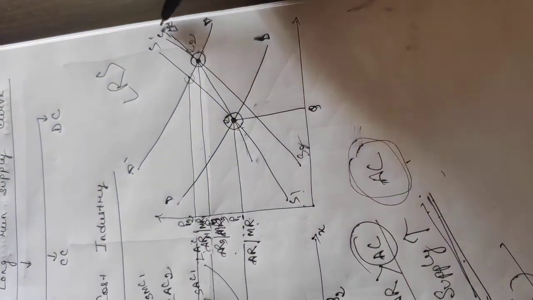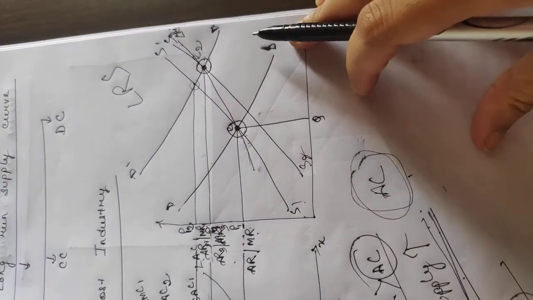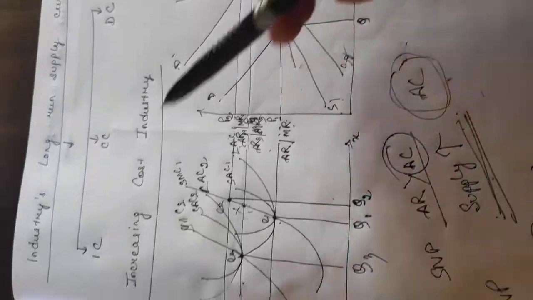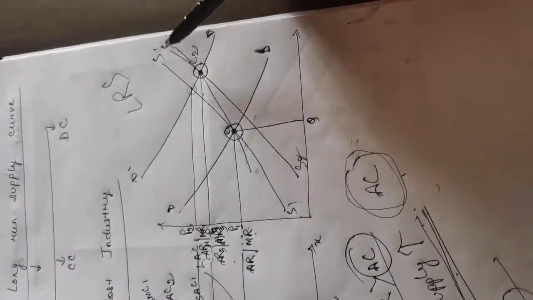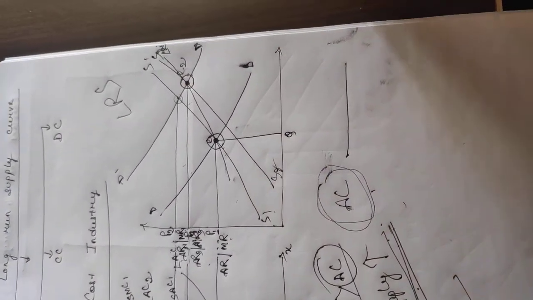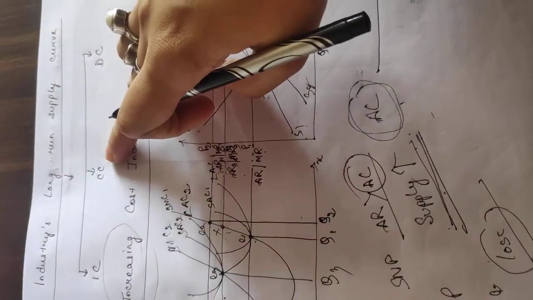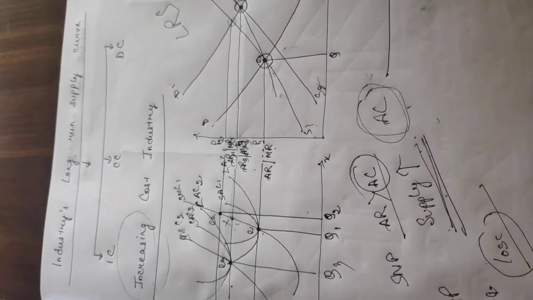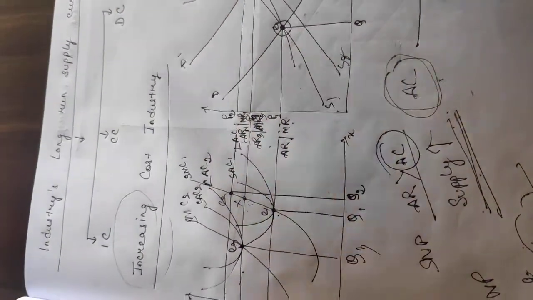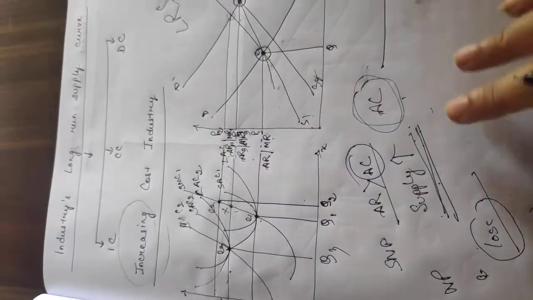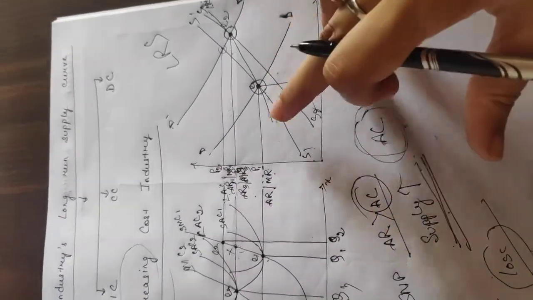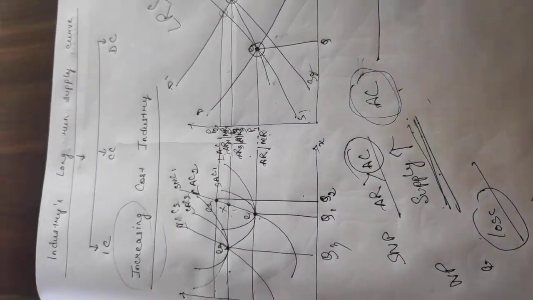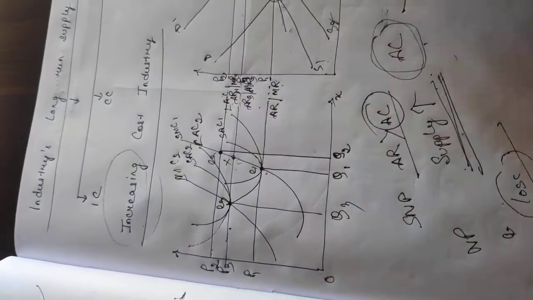And since it is an upward sloping line, that is why it is known as increasing cost industry. अगर long run supply curve horizontal straight line होता तो उसको बोलेंगे constant cost, और अगर long run supply curve decreasing या downward हुआ तो उसको बोलेंगे decreasing cost industry. So this is all about the increasing cost industry, and since the long run supply curve is upward sloping, that is why it comes under increasing cost industry.